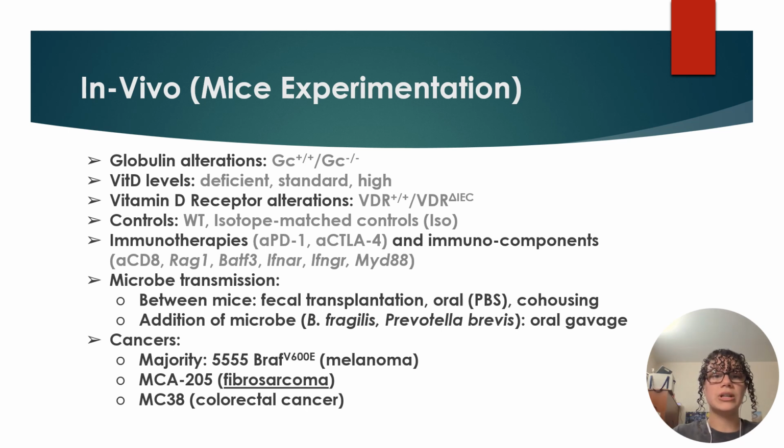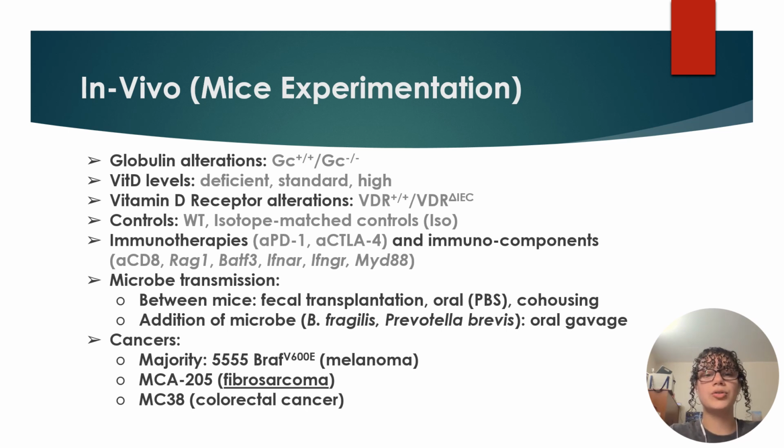For the in vivo portion, there's a few alterations that were done, which is having GC positive and negative, having vitamin D levels deficient, standard, and high, having the vitamin D receptor alterations positive or negative for intestinal epithelial cells, and in order to prevent anything that could have been altered by this, they also increased their diet to include more calcium to prevent any things that could have happened by the low vitamin D.